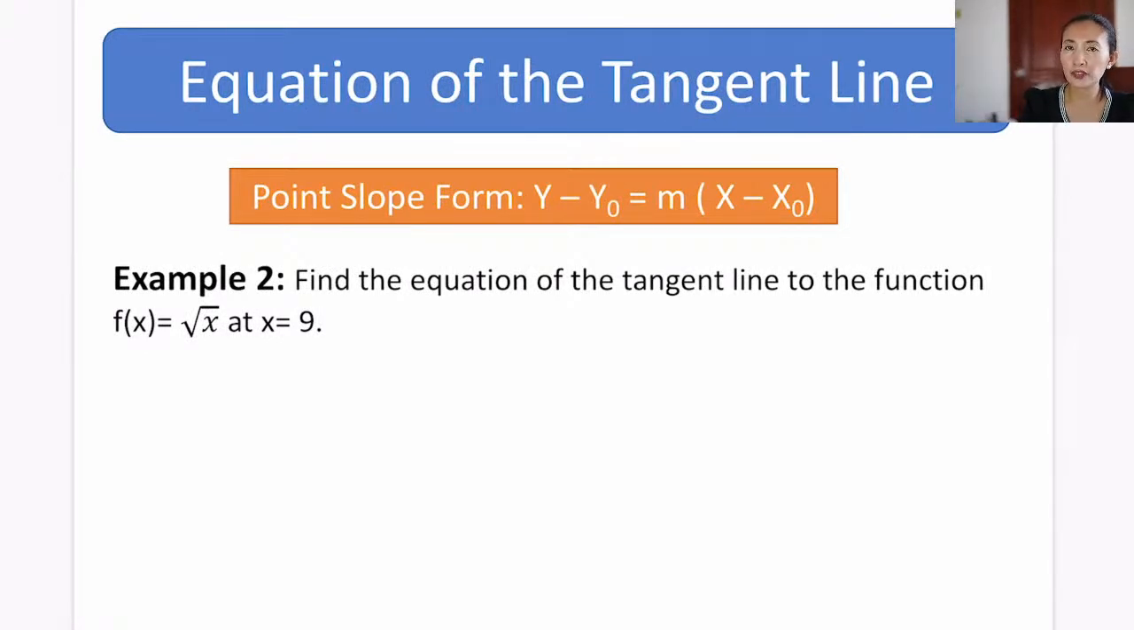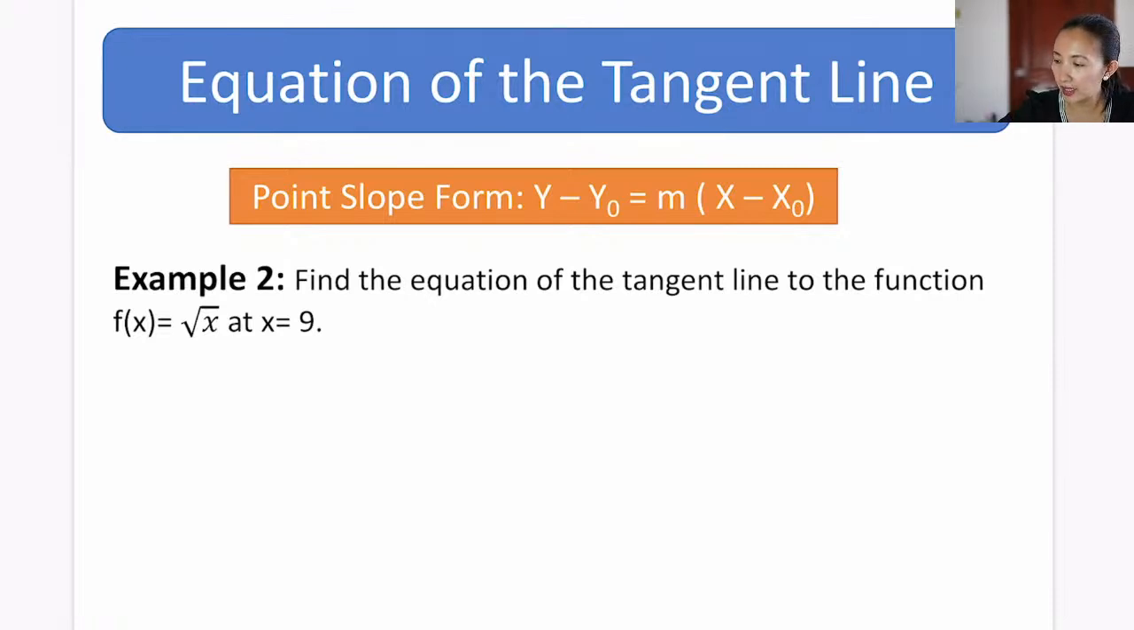Find the equation of the line tangent to the function f of x equal to the square root of x at x is equal to 9. F of x equal to the square root of x at x is equal to 9. How could we do this? And again, we need the slope and a point on the line.